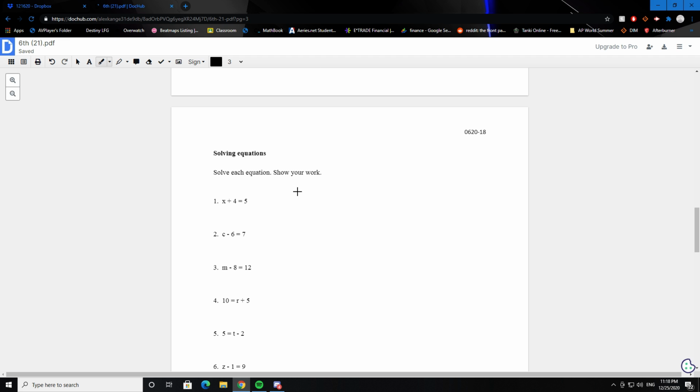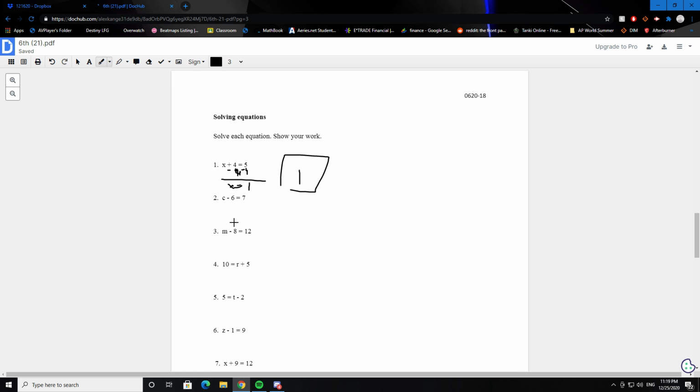Okay, solving equations. Should be pretty easy by now. What plus 4 equals 5? That's pretty much what it's asking, right? So you want to isolate the variable: subtract 4 from both sides. If x equals 1, so 1 is your answer, because 1 plus 4 equals 5, right?